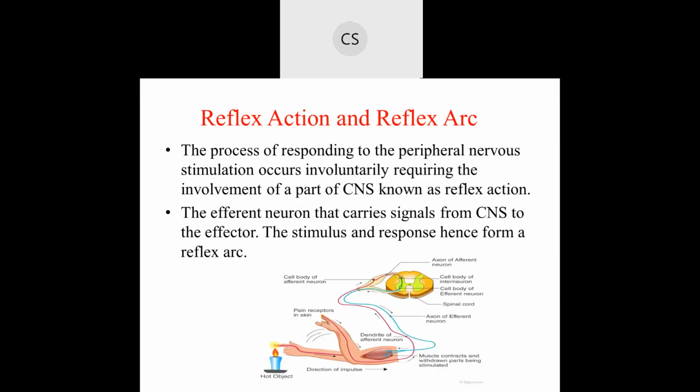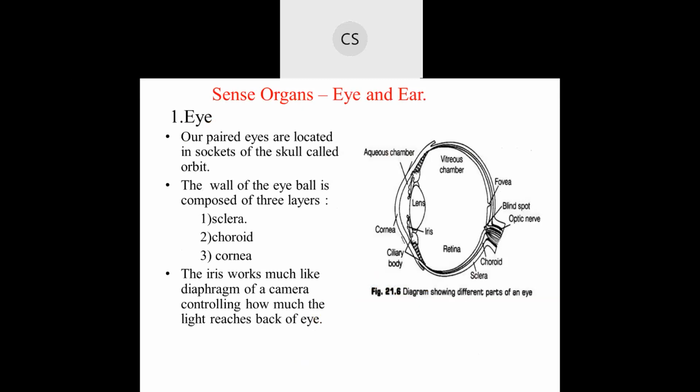The reflex pathway consists of at least one afferent neuron and one efferent neuron. The afferent neuron receives signals from sensory organs and transmits them to the central nervous system. The efferent neuron transmits signals from the CNS to the effector. The stimulus and response form a reflex arc.